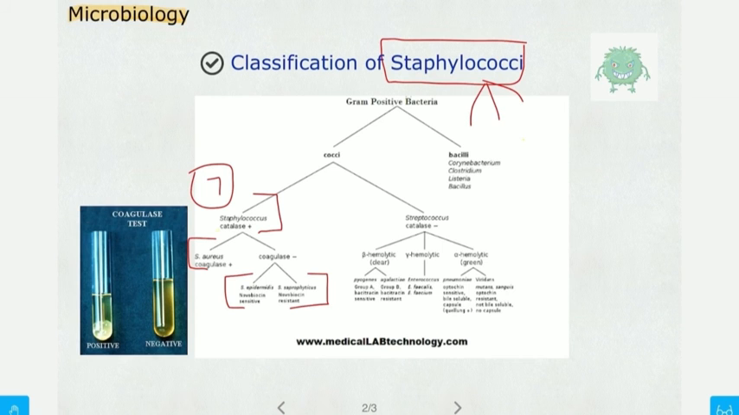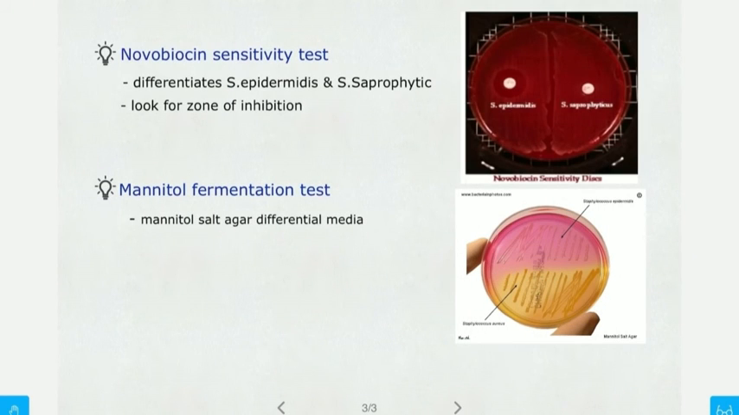Now what we can do next to differentiate between the species is perform a coagulase test. As you can see over here, a positive result would usually yield coagulation in a liquid media, and the only species of staph that can actually produce this type of coagulation is Staph aureus. Now if we do have a negative result, this means that we're dealing with either S. epidermidis or S. saprophyticus. This brings us to a very important question: how can we differentiate between these two species of bacteria? The way to do this is through the novobiocin sensitivity test. It differentiates between S. epidermidis and S. saprophyticus, and what we do is look for the zone of inhibition.